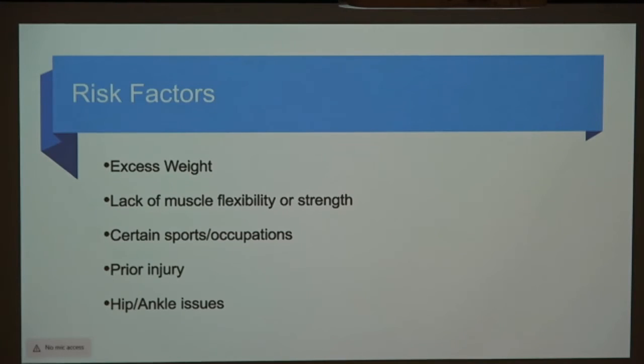Now, a way to combat that is, of course, to look at your strength and flexibility and the amount of weight that you have on your body. And we come back to this again, hip and ankle issues. Those are really key. It's not just your knee joint, it's that whole leg, that whole lower limb, right? So you've got the hip joint, the ankle joint, and then, of course, the knee joint. They all need to be able to work together.